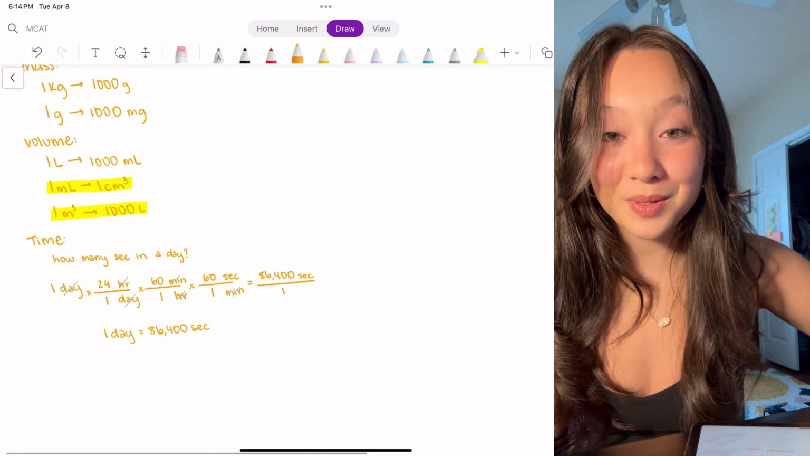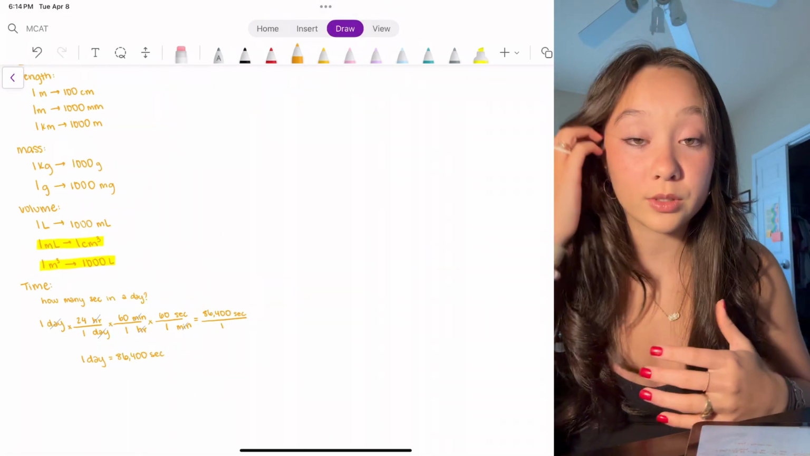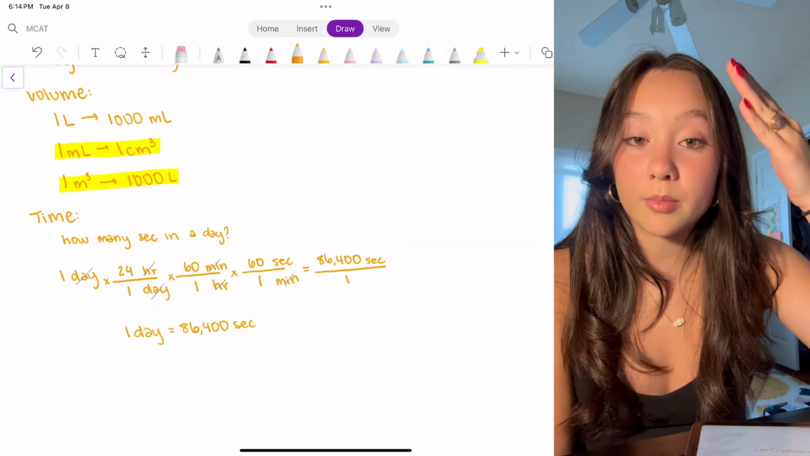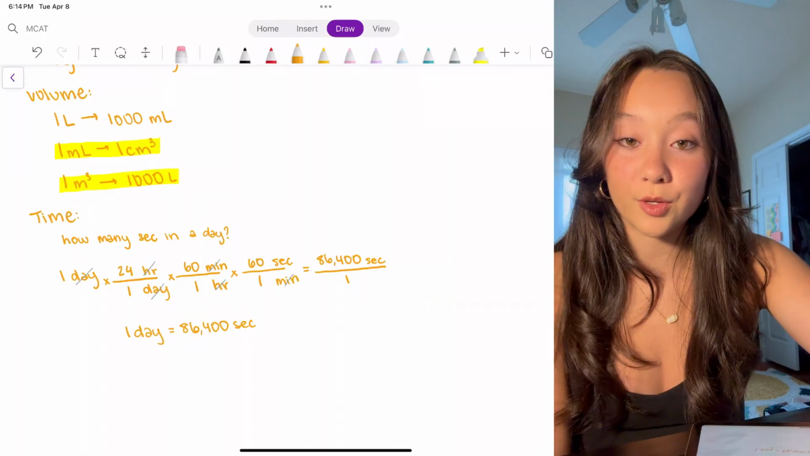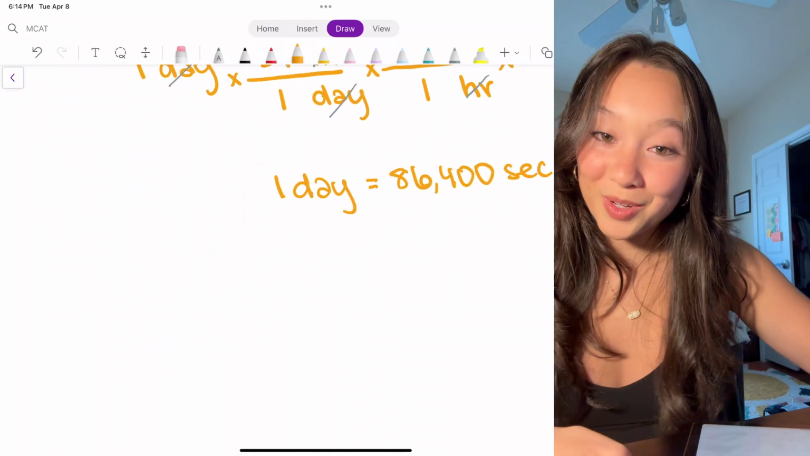If you want to, you can, but this is just an example of how to use dimensional analysis, how to change from one unit to another unit. And basically the premise is just multiplying by 1 over and over again to change the units so that they cancel out. All right, that was time. Now we're going to move on to temperature.